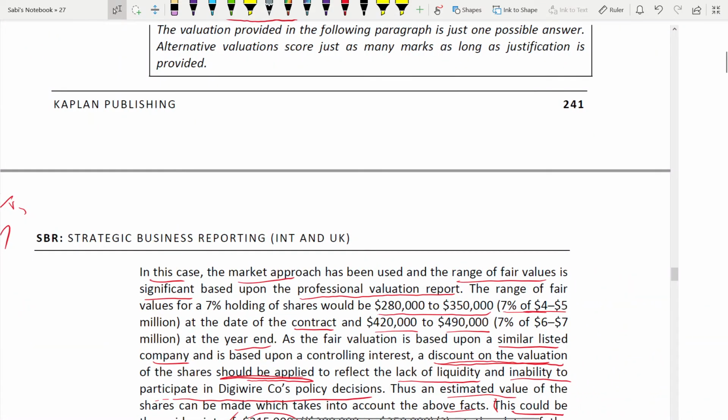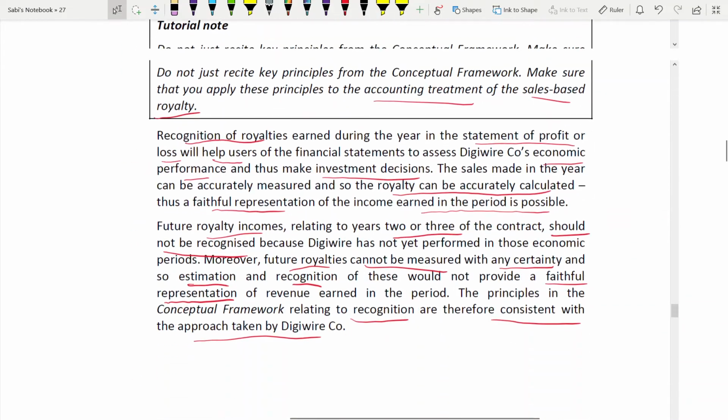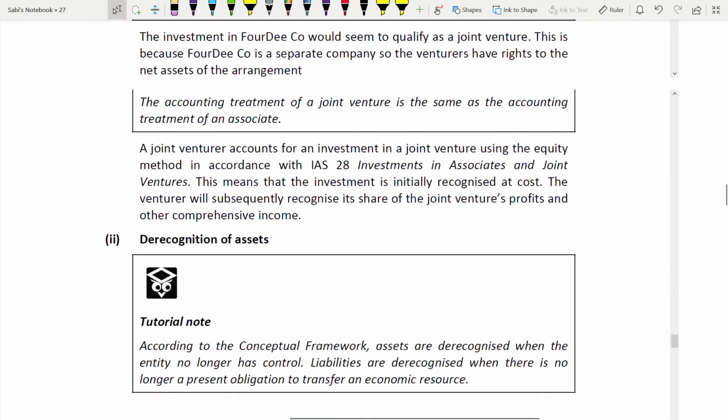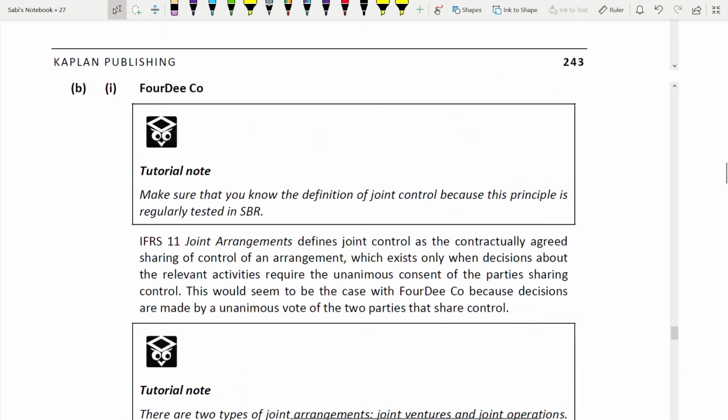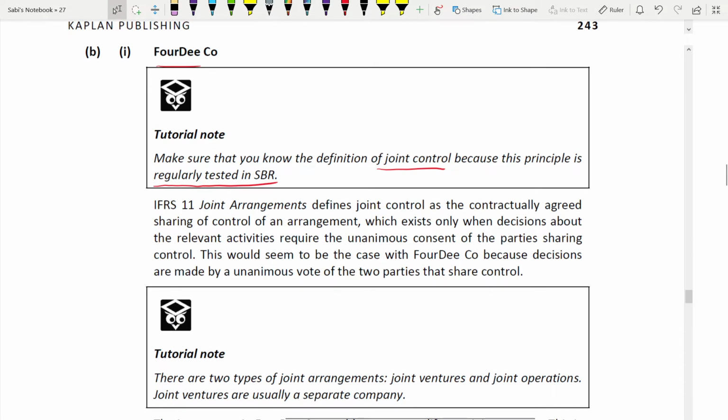So let's see the answer. First of all, 4D company, how they should have been accounted for. Make sure that you know the definition of joint control, because this principle is regularly tested in SBR. So with standard IFRS 11, joint arrangements, this defines joint control. So how do you start this answer? You start by defining joint control. Don't immediately say this is joint venture, or don't immediately say this is joint operation. Before that, define joint control.